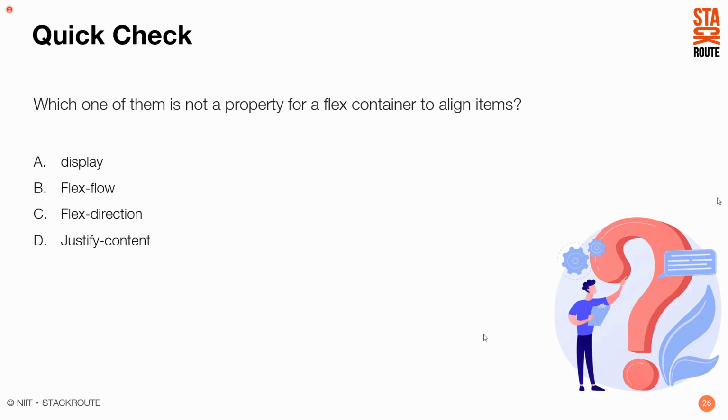Make it fast. Flex direction? Display? So we have flex flow, we have flex direction, we have also justify content, align content. Odd man out, the property which is not there for flex container is display.